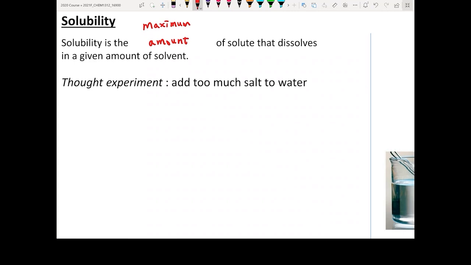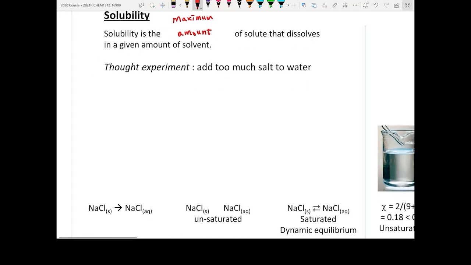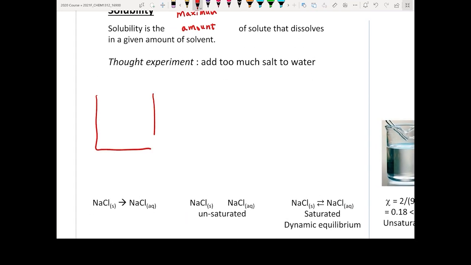Then I know I reached the maximum amount of solute I can dump into the solvent to form my solution. And that amount will be the solubility of that specific substance. To visualize this, assume you have a beaker and you fill the beaker with water. Then we start to throw in your solute. For example, you throw in sodium chloride salt. Then you will see it go down to the bottom of the beaker.